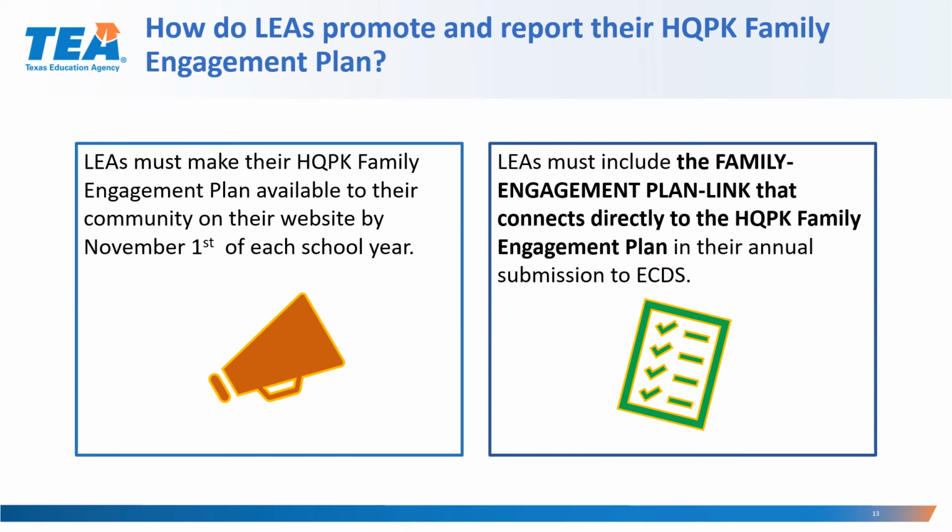So how do LEAs promote and report their high-quality pre-K family engagement plan? LEAs must post their plan to their district or charter school website by November 1st of each school year. Also, LEAs are required to include a link to their high-quality pre-K family engagement plan as part of their end-of-the-year Early Childhood Data System submission each year. They must report the link that connects directly to the Family Engagement Plan document.